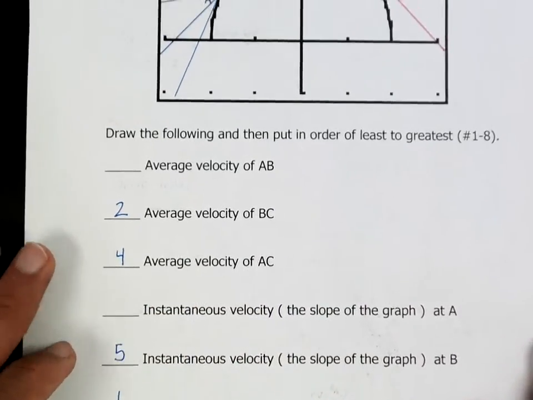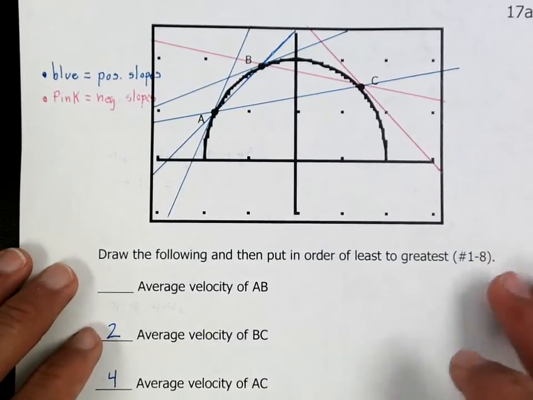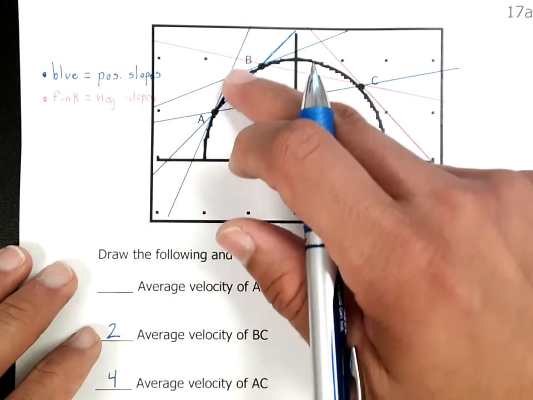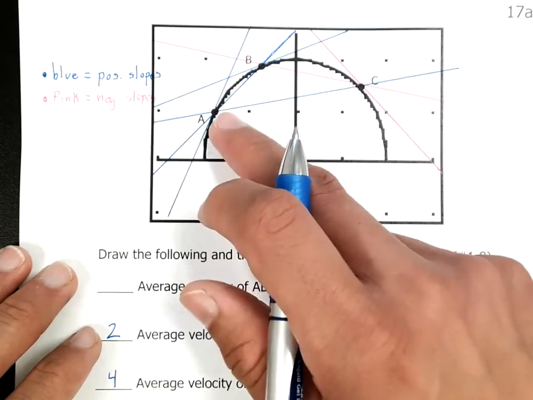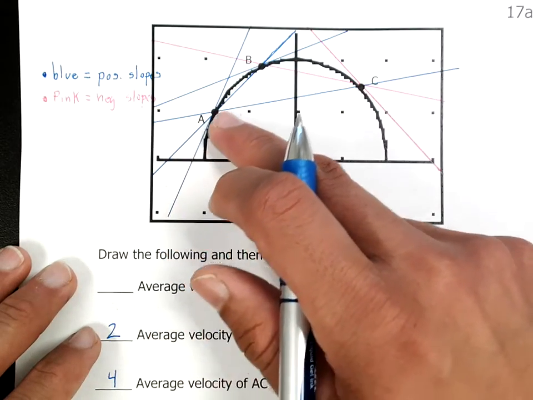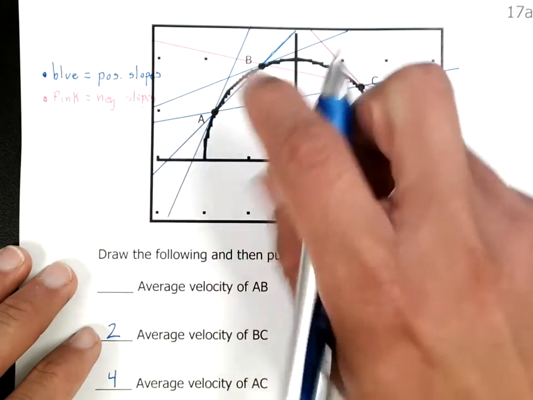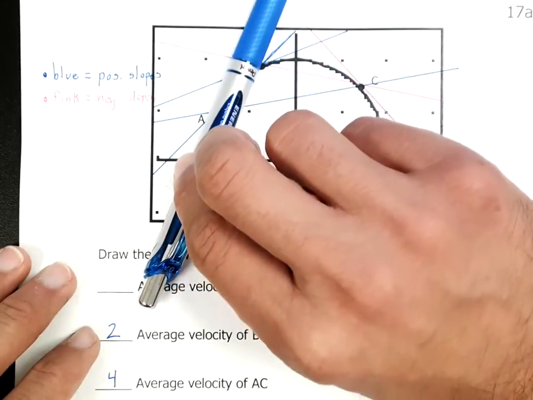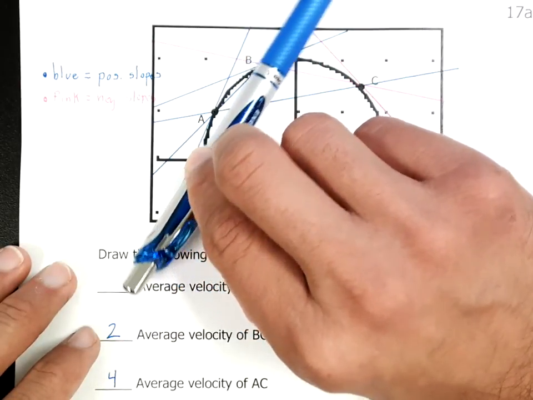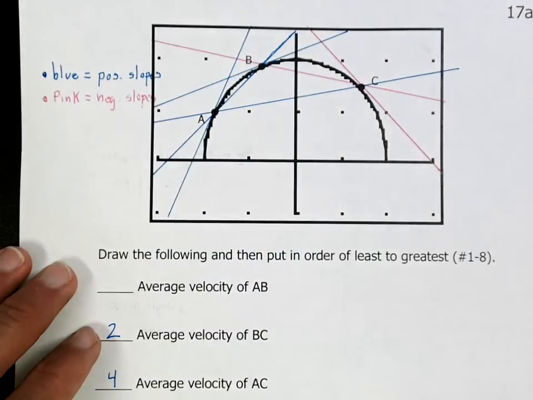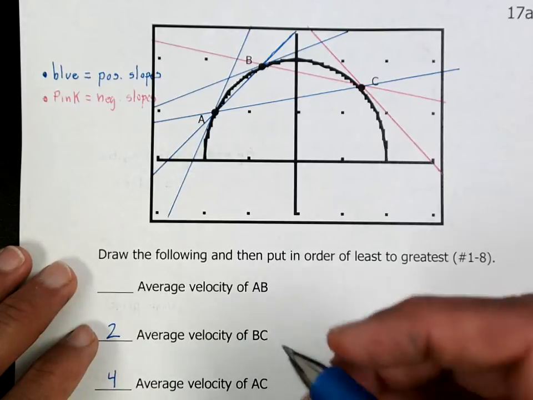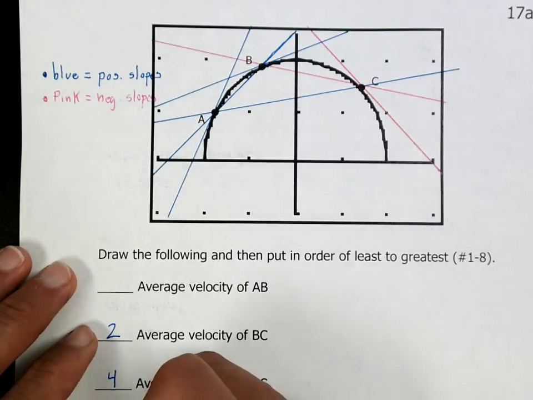And let's go ahead and get something out of the way. Out of all the things we have, there's this slope right here, A, the instantaneous velocity at A. And we also have the average velocity between A and B. Notice that this line right here, I'm going to put my pen on it, that line is steeper than this line. So therefore the one with the greatest slope, if you will, would be A, which is here.